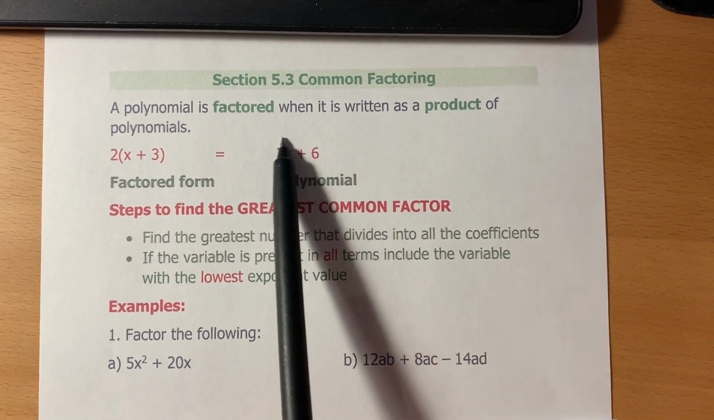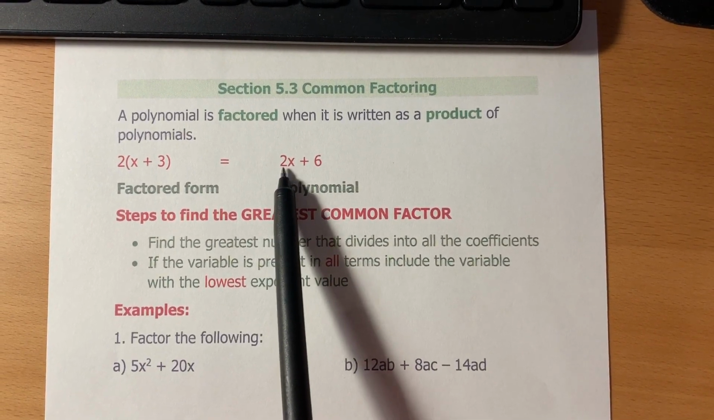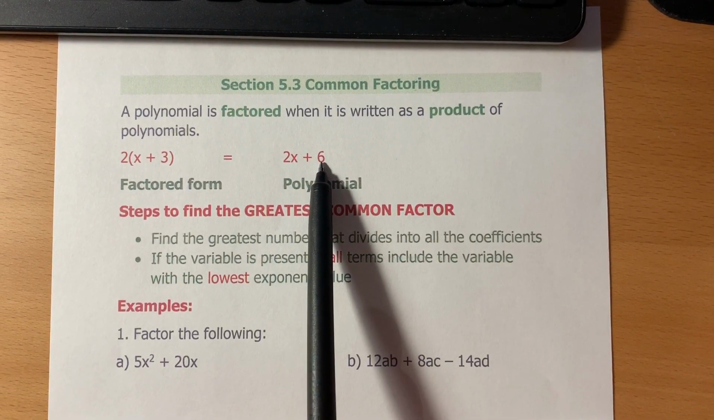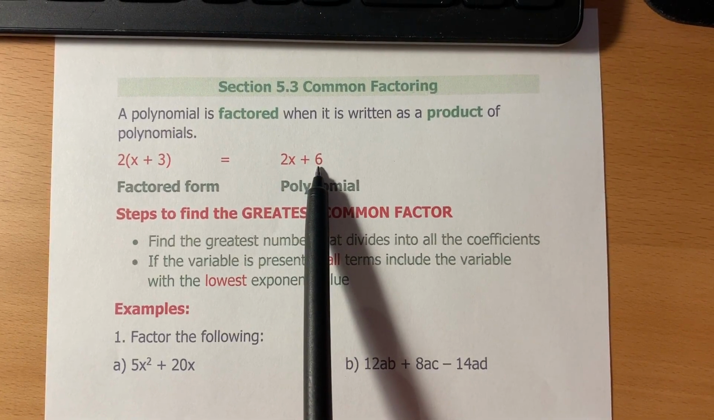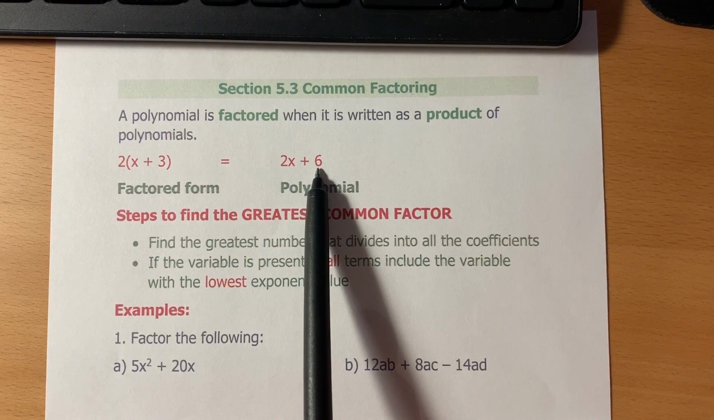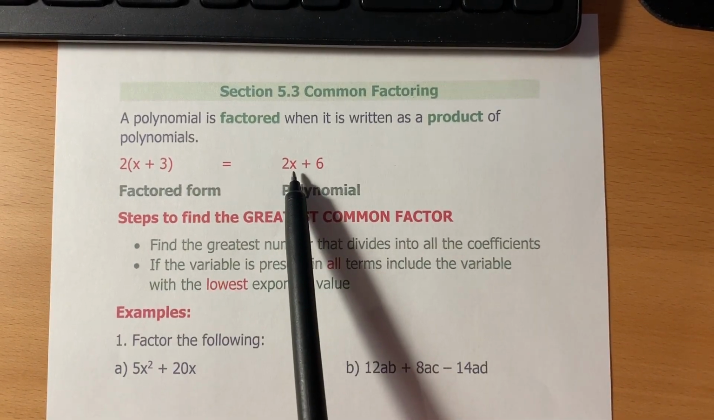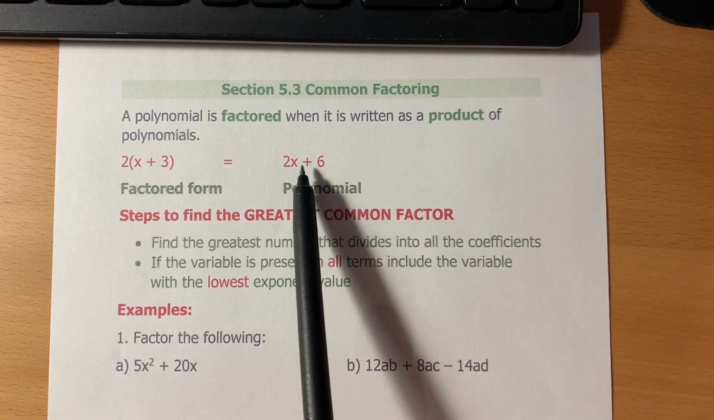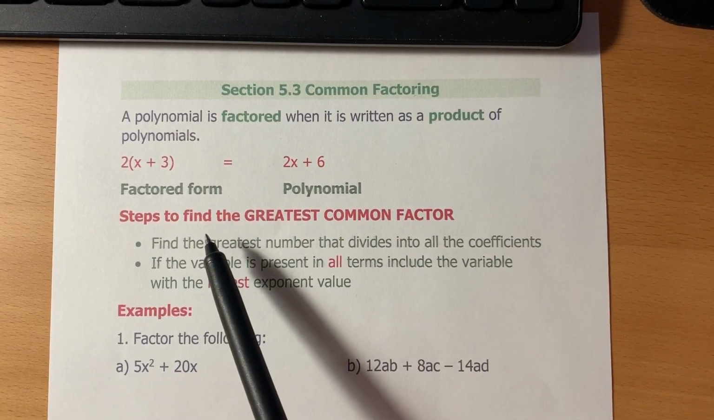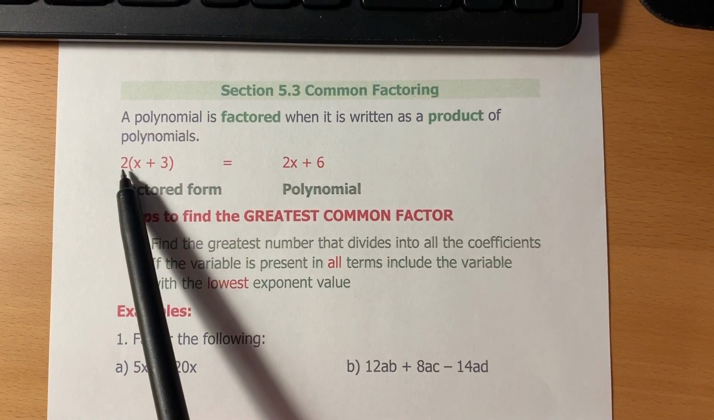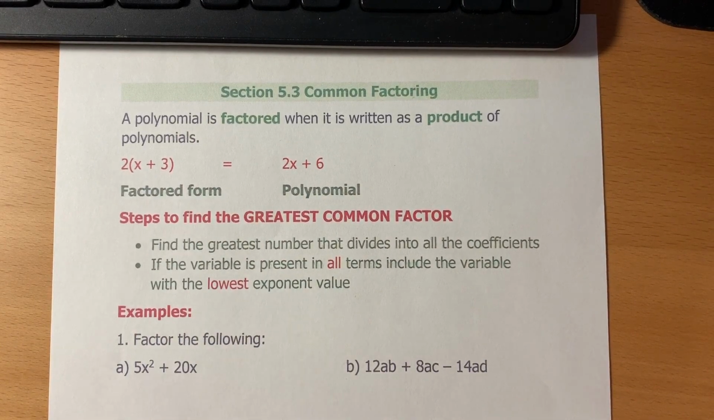So let's look at this polynomial for a moment. You look at your coefficients, the 2 and the 6. You look for the largest number that divides evenly into both 2 and 6, and that number is 2. So that's where this 2 comes from. Then you look at the variable x. Is it present in all the terms? The answer is no, so don't include it. So my greatest common factor between 2x and 6 is 2.